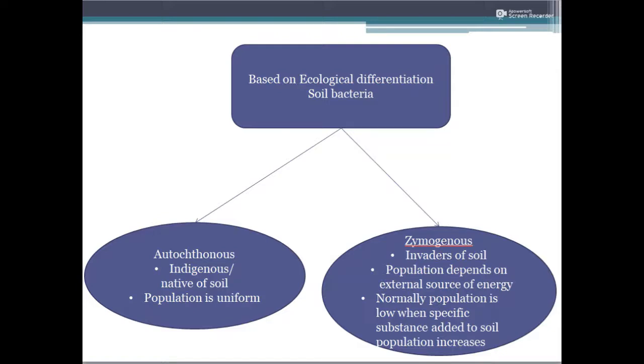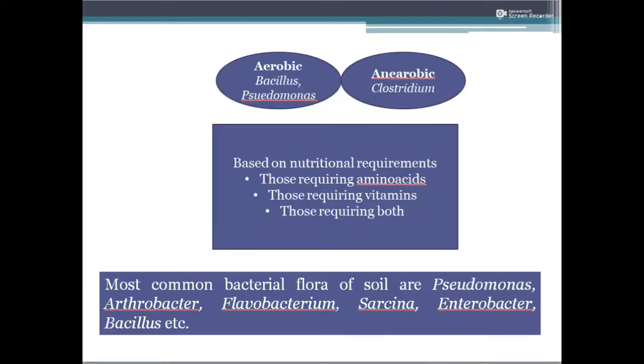Now you cannot specify that these bacteria are zymogenous and these are autochthonous, as there are no specific demarcations. Some bacteria are always present in the soil regardless of the conditions; they are referred to as autochthonous. And there will be some bacteria which will increase their population depending upon the concentration of certain ingredients, which are energy sources being put into the soil. They are referred to as zymogenous bacteria.